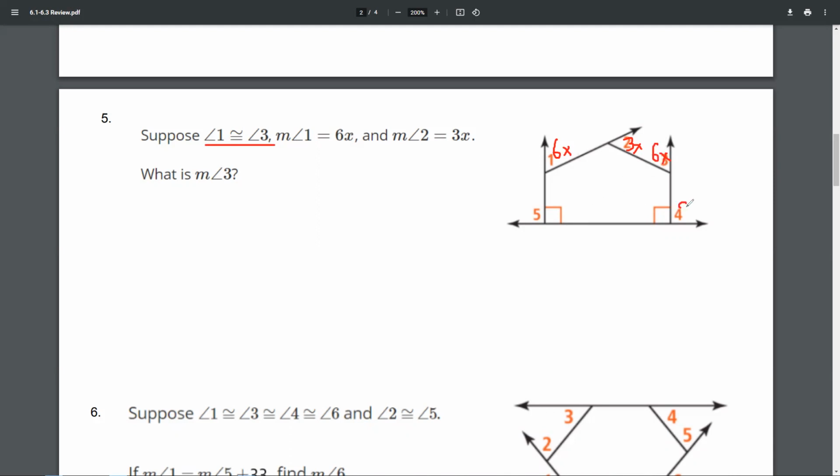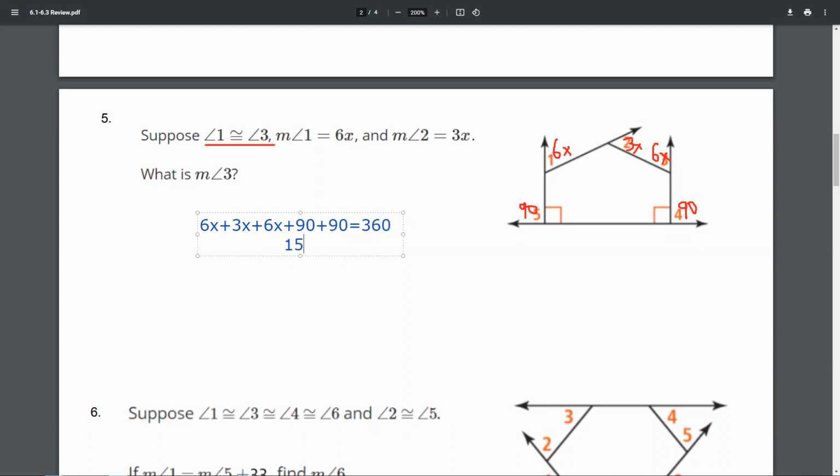And then we know angle 4 should be 90 here. 180 minus 90 is 90. Right? And then so these 5 exterior angles should add up to 360 because the sum of the exterior angles is always 360. So I'm going to do 6x plus 3x plus 6x plus 90 plus 90 should equal the sum of the exterior angles, which is always 360. Doesn't matter how many sides you have.